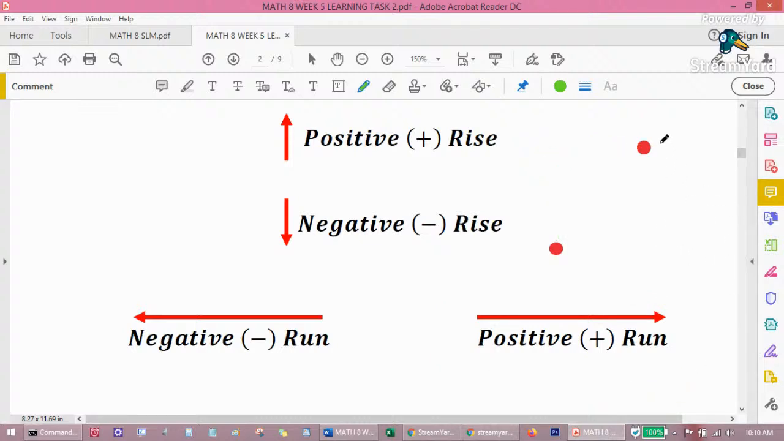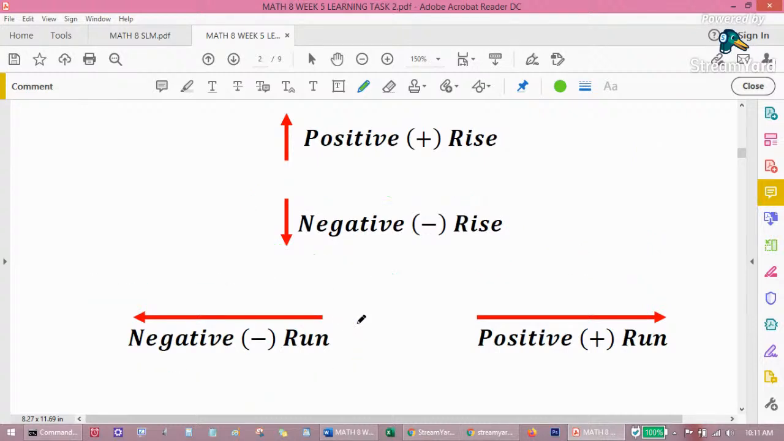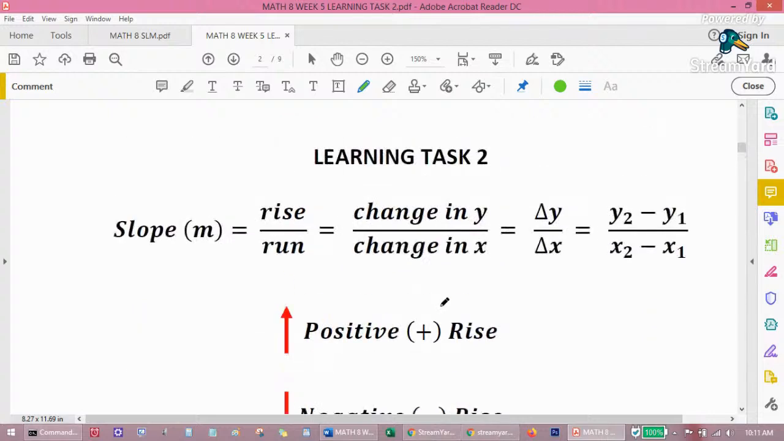Okay? So, ganun din, kung magsisimula tayo sa point na to, kailangan natin bumaba. That is a negative rise. Kailangan natin bumaba para tumapat dito sa second point. And then, pagkababa natin, pumunta tayo sa left side. So, dahil tumakbo tayo sa left, that is a negative run. Okay?